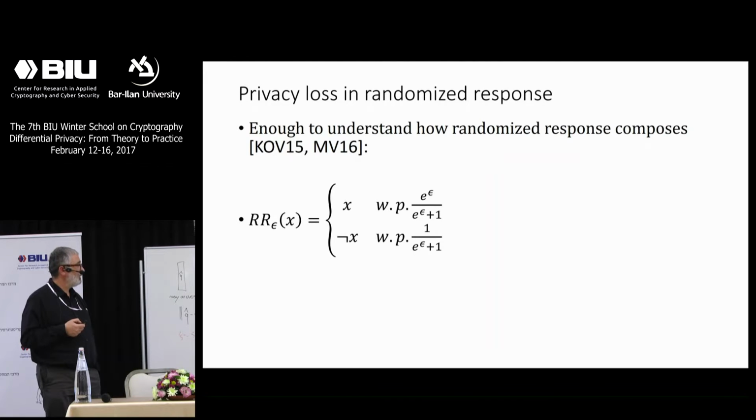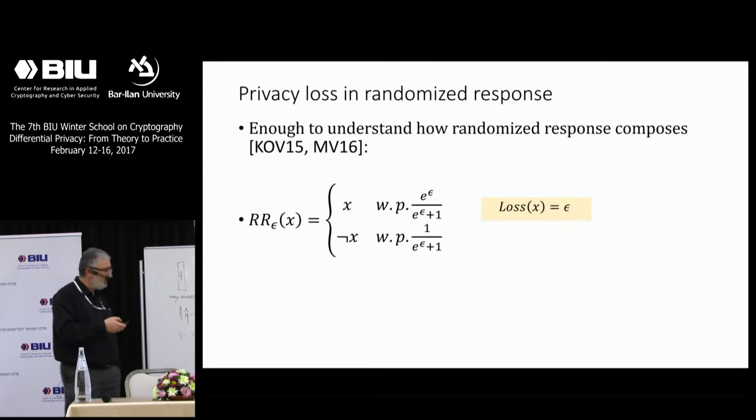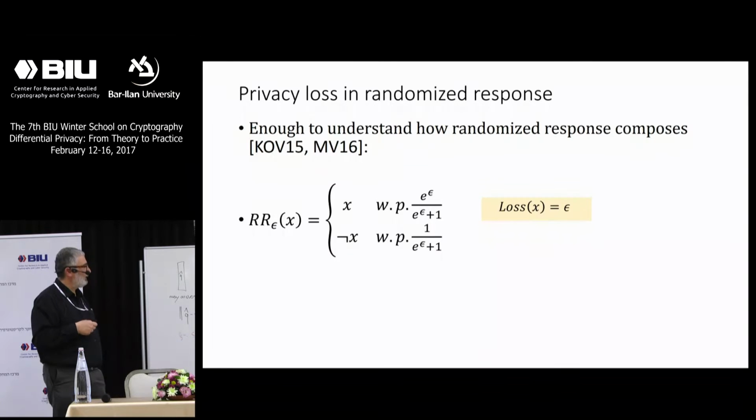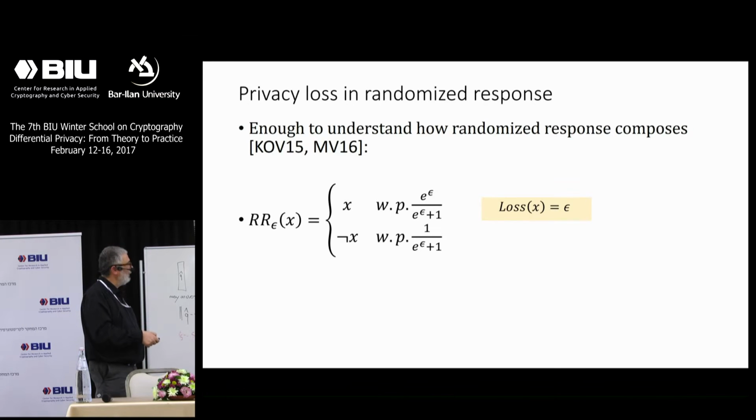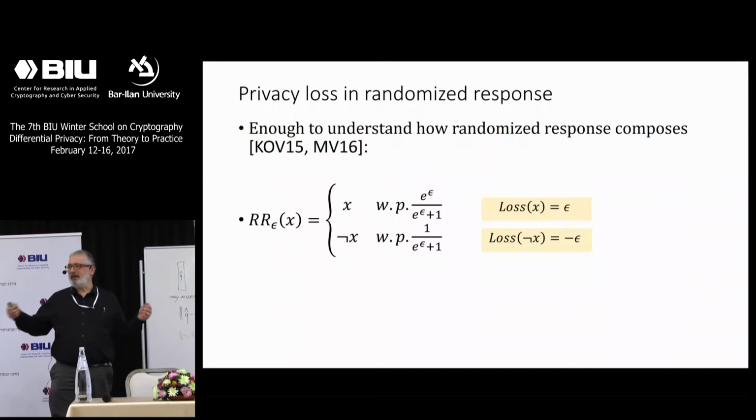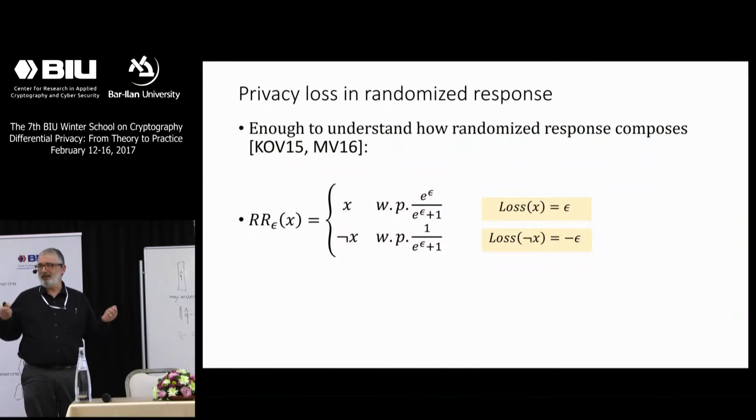Let's look at the loss function, okay? In this case, remember the loss was the probability of seeing the outcome given that the input was X, divided by the probability of seeing the same outcome given that the input was not X. So in this case, the loss is epsilon because we have the ratio between e to the epsilon and 1 here. And in the second case, the loss is minus epsilon because it's 1 over e to the epsilon. When we take the log, it's minus epsilon. Okay, so we're making the largest steps possible here. So that's bad for us. That's bad for privacy.